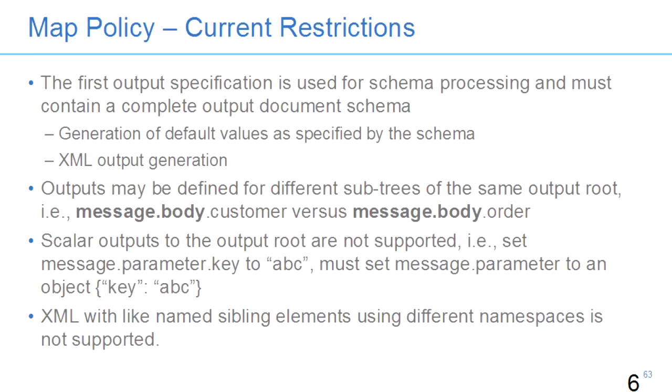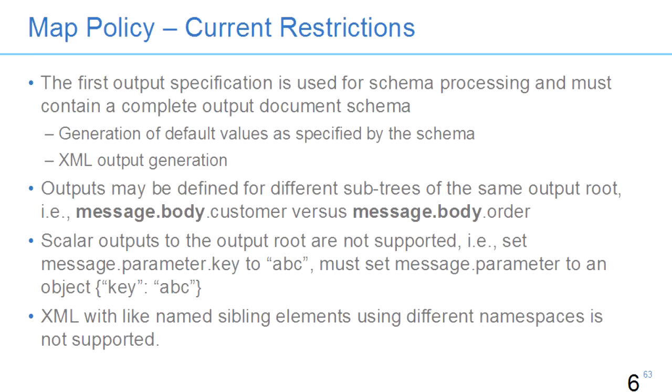Some current restrictions that we have right now at runtime: the first output specification is going to be used for the schema processing, and it must contain a complete output schema document. We iterate through that output schema to generate, if the schema designates that there are default values, an initial document based on the schema.